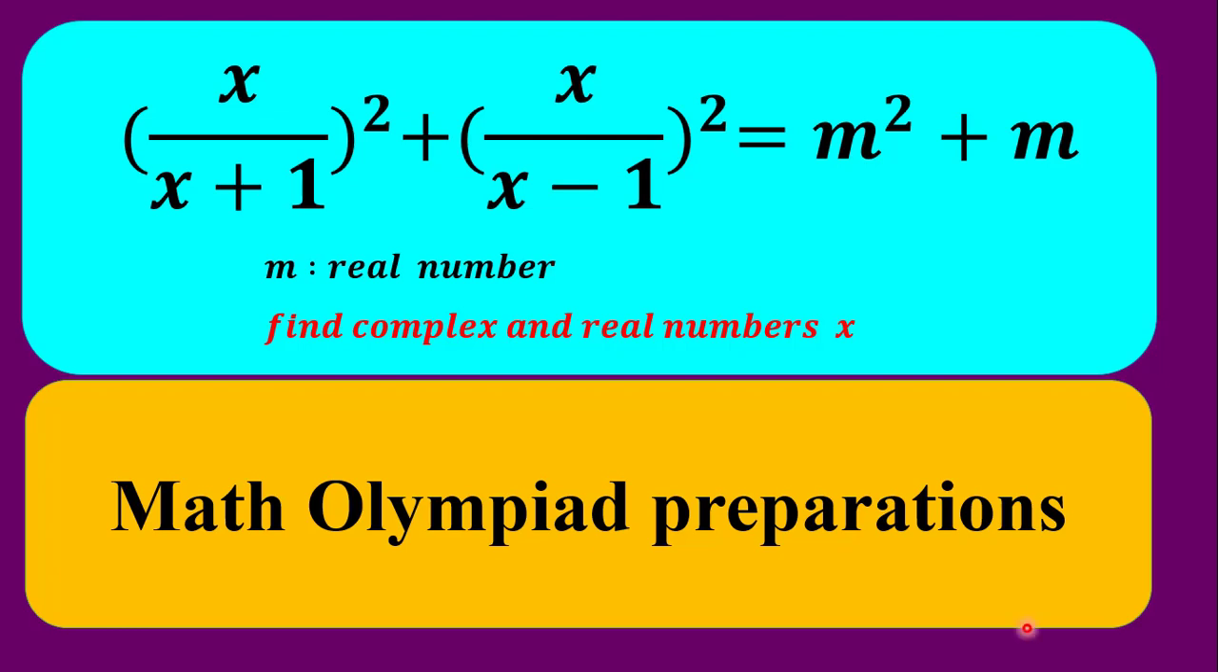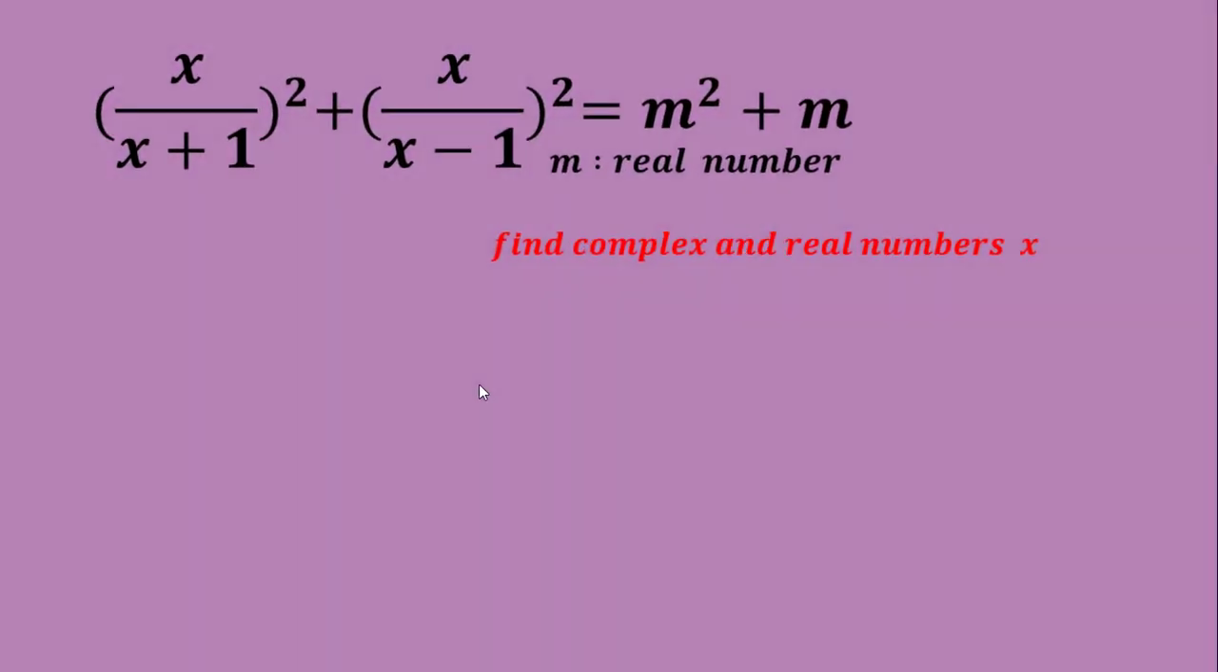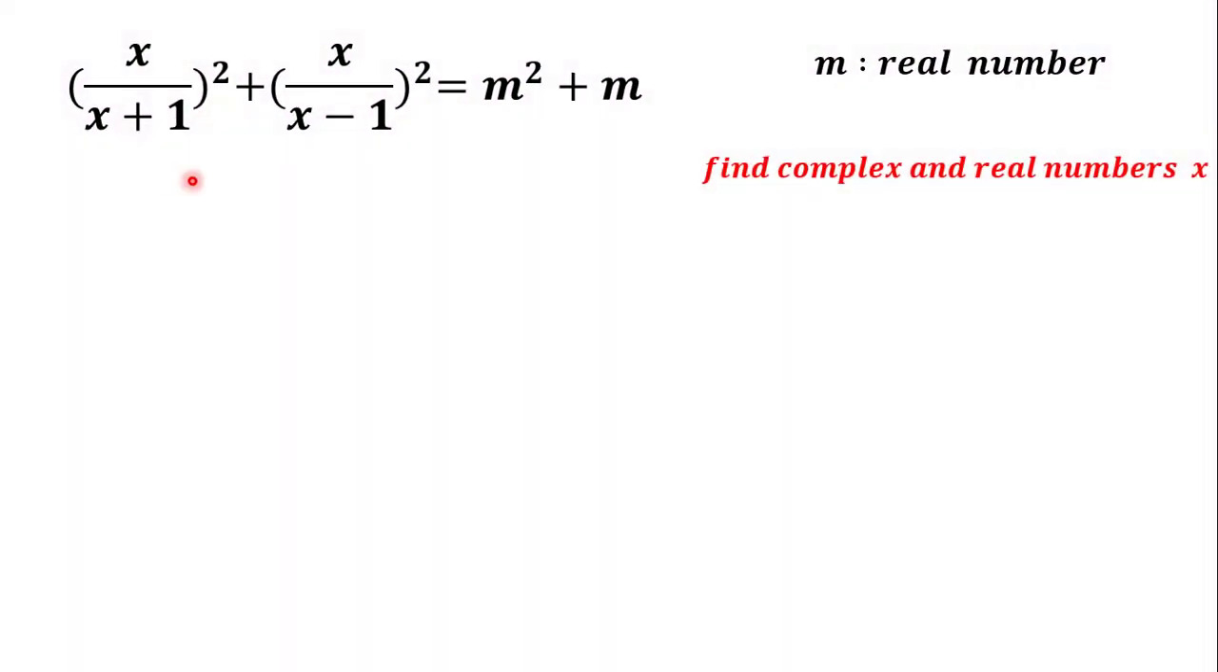In this video we're going to solve a challenging math problem. We have (x over x plus 1) all squared plus (x over x minus 1) all squared is equal to m squared plus m, and m is a real number, and we are going to find the complex and real numbers of x.